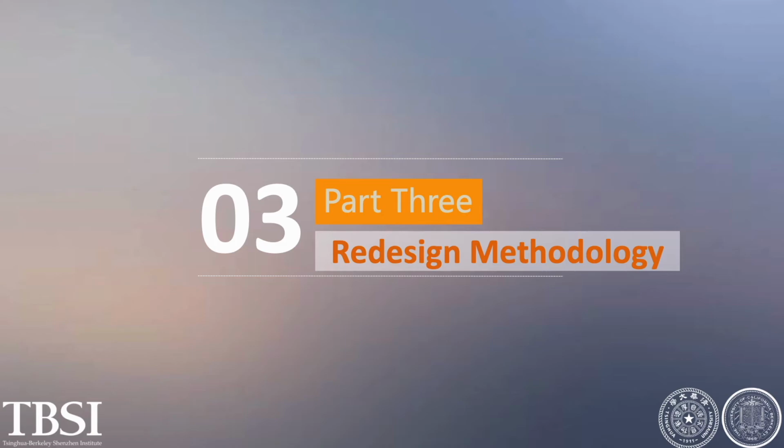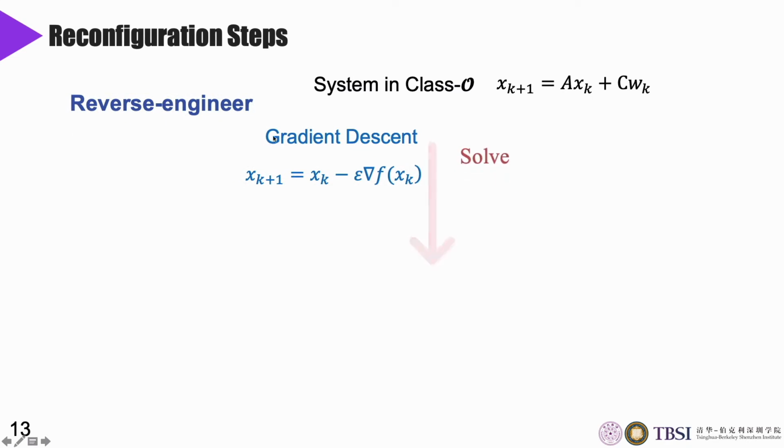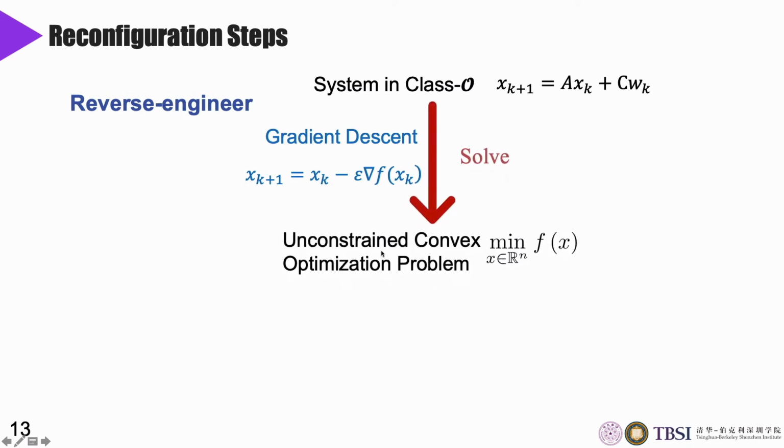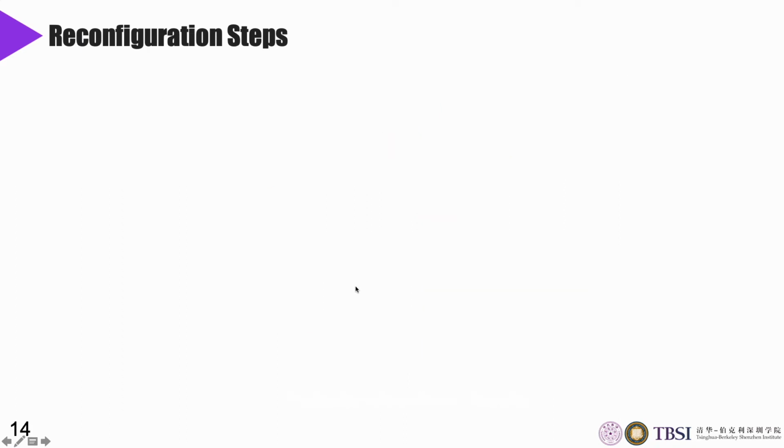And here is the most important part, the redesign methodologies. Systems in class O can be reverse engineered as a gradient descent algorithm to solve an unconstrained convex optimization problem. And then it is natural to apply a faster algorithm to solve this problem, which can result in a redesigned system formula with improved performance.